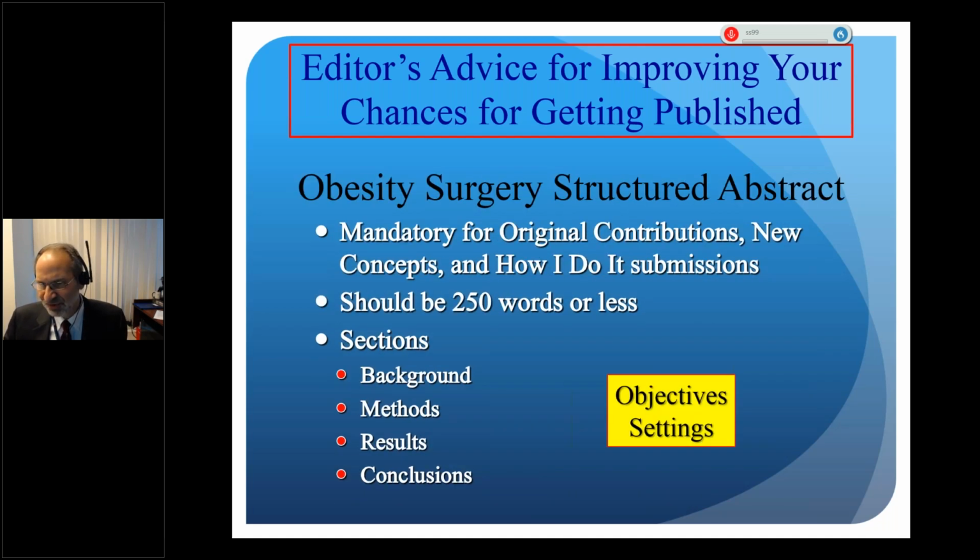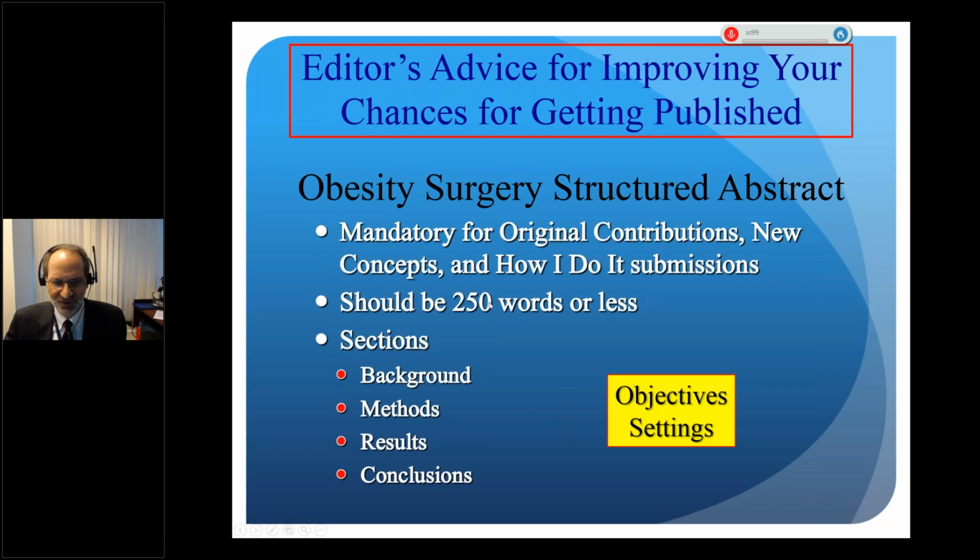Now, there are structured abstracts and unstructured abstracts. And once again, you just have to look at the instructions of the authors. Obesity Surgery generally will have a structured abstract, which means they also have a format: a background, which is an introduction, the methods, the results, the conclusions.